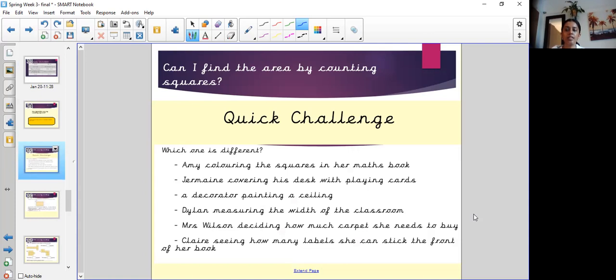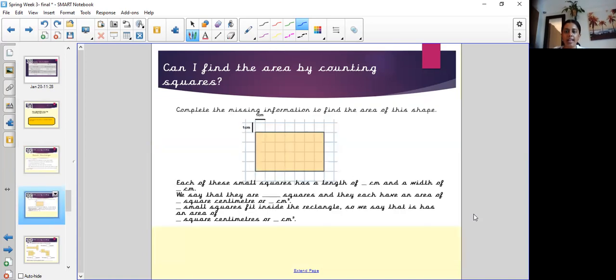Great, so hopefully you've come up with the one that is different is Dylan measuring the width of the classroom, because measuring is not the same as area. Measuring is in the length and the width, and area is covering the whole space around you. So when Dylan is measuring the classroom, he's measuring from one corner to the next, whereas with area, we're measuring all inside of that shape. Okay, let's have a look.